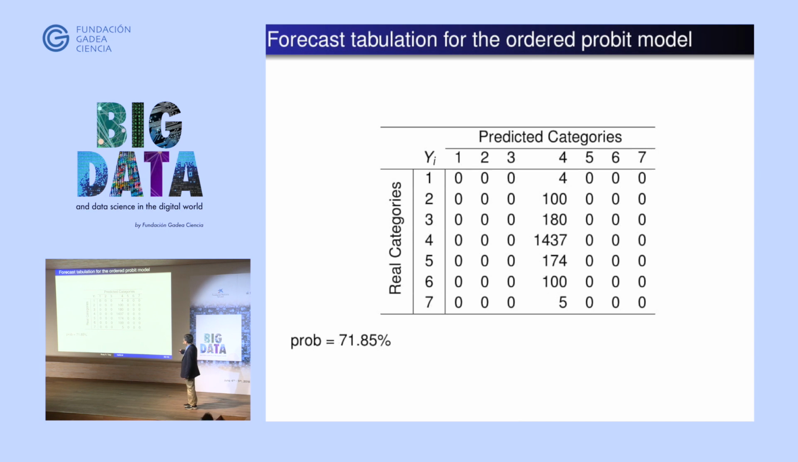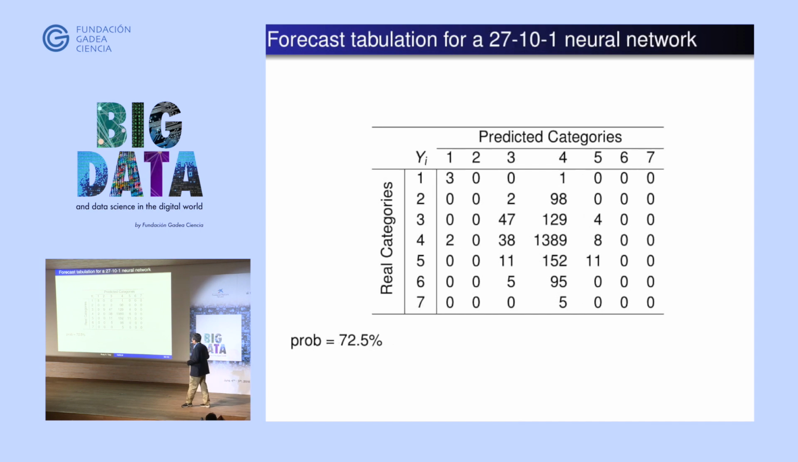And this prediction is the only proper prediction. This is a correct prediction for the ordered probit model. That's the general model people use in finance, and it's only about 71.85% correct prediction. In the sampling period, this one is about 71.3%. So basically, the ordered probit model failed to predict in this particular case.